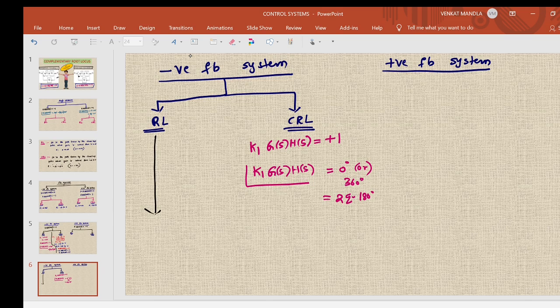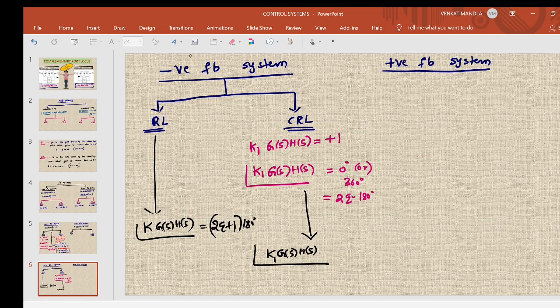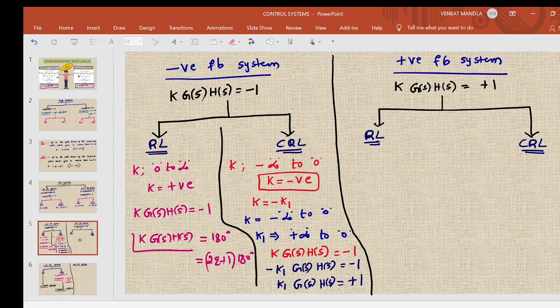the angle criterion is odd multiples of 180 degrees, and in a complementary root locus the angle criterion is even multiples of 180 degrees, right? For a negative feedback system. For a positive feedback system, K GSHS equal to plus 1. I will draw root locus for this.